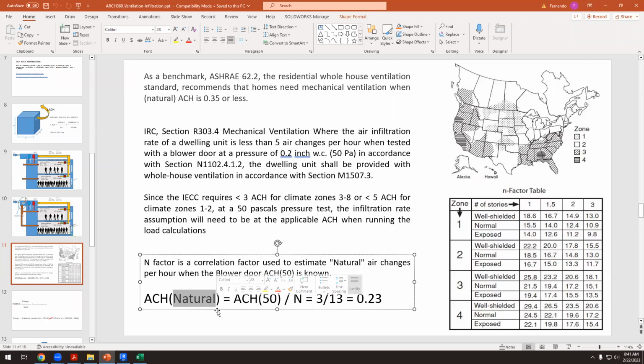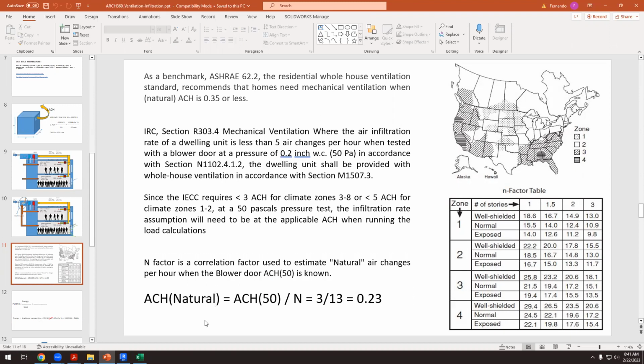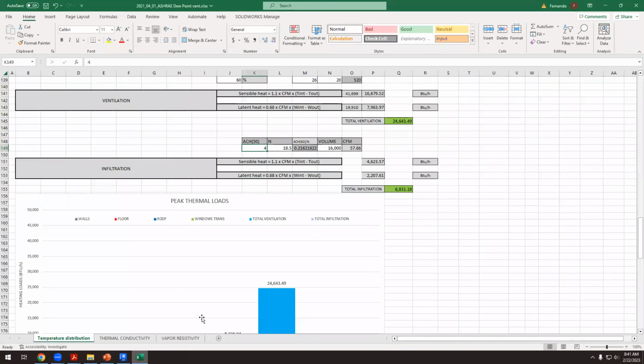So we don't have the equipment sucking the air and expelling the air outdoors to create this pressure difference. That's why we have this. The formula they propose is very simple. We have this value from the blower door test, and we have N, the N factor that comes from this table. We only have to divide this by N, and here we have the air changes per hour due to infiltration.